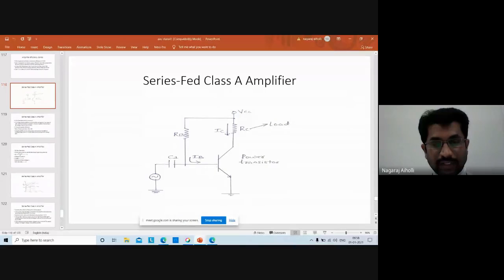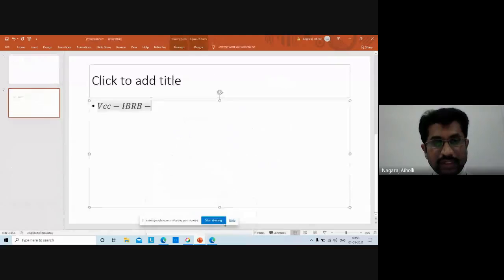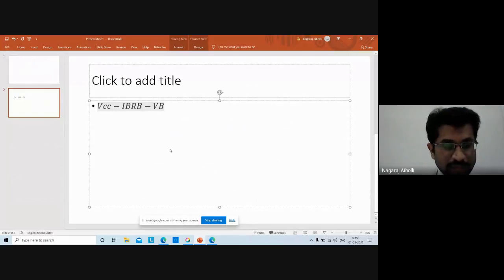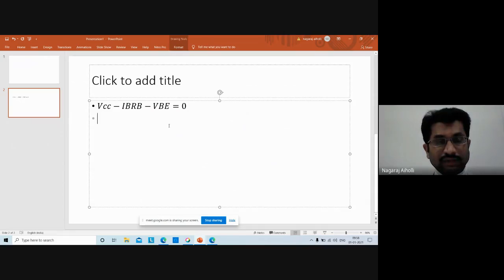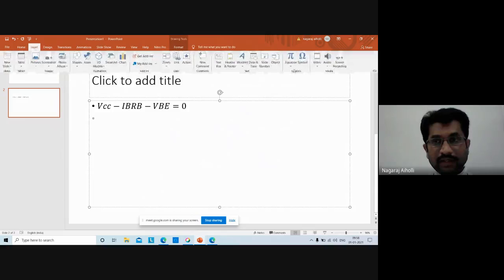So minus VBE, the base to emitter voltage, is equal to 0. In a loop, the total sum of voltages is equal to 0. We are applying the KVL. Now we rearrange this equation to obtain the value of IB.